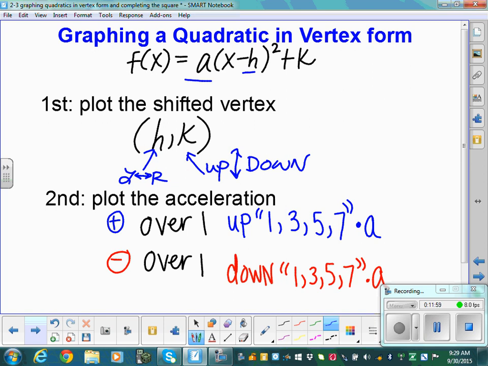Okay, so those are the steps. If you want to take a picture of that, you can. That's what we used to do in my college classes because it was easier than writing it down. But it's up to you. If you want to hurry and write it down, that's fine.